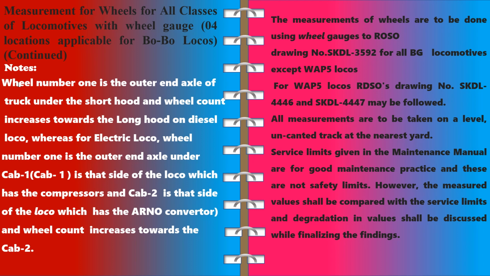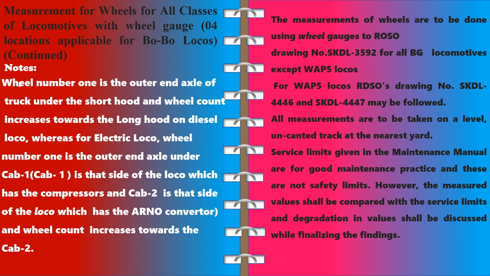Whereas in case of electric loco, we have mentioned as cabin 1 and cabin 2, mean cab 1, cab 2. So starting from outer end axle of cab 1, that is notified as axle 1, and then subsequently axle 2, axle 3, axle 4 and so on up to cab 2.